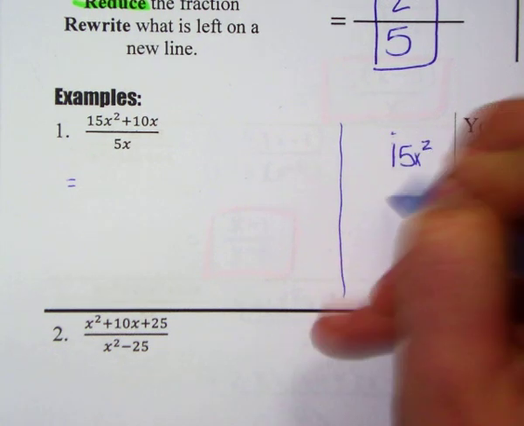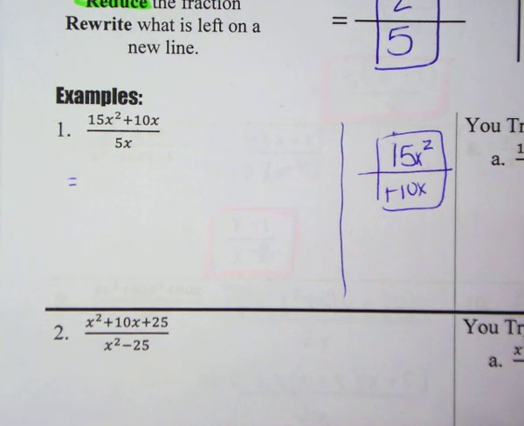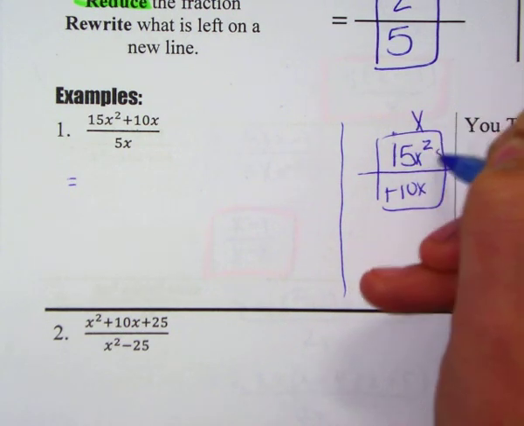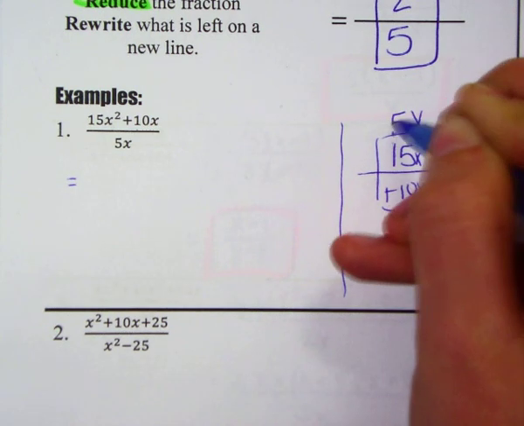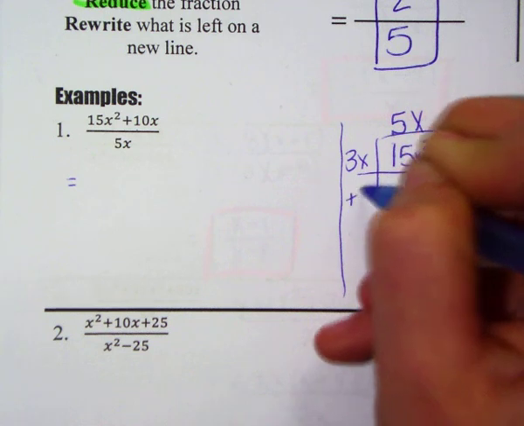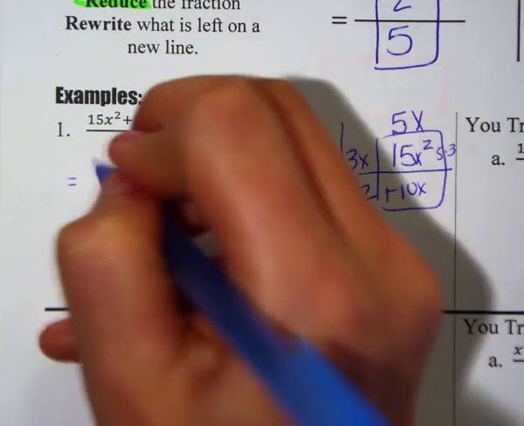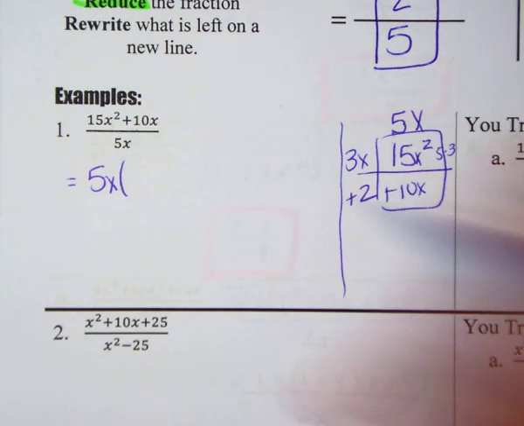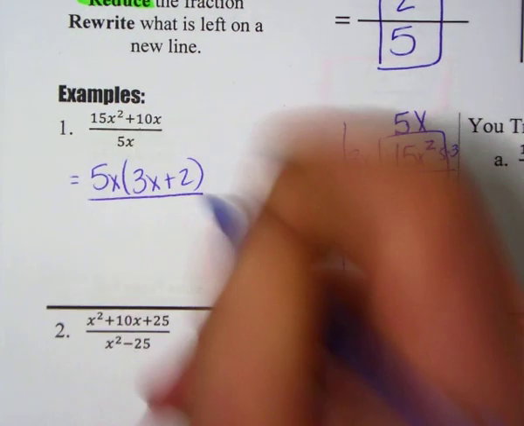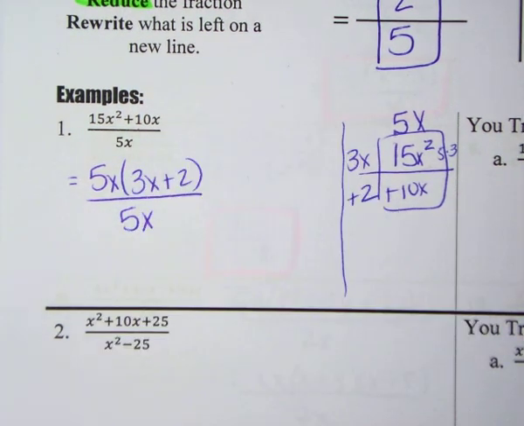I'll put 15x squared plus 10x in a box because I need to factor out the GCF. They both have an x. These are both 5 times something. 5 times 3x, 5 times 2. So the numerator factors into 5x times the quantity 3x plus 2. The denominator is good how it is.